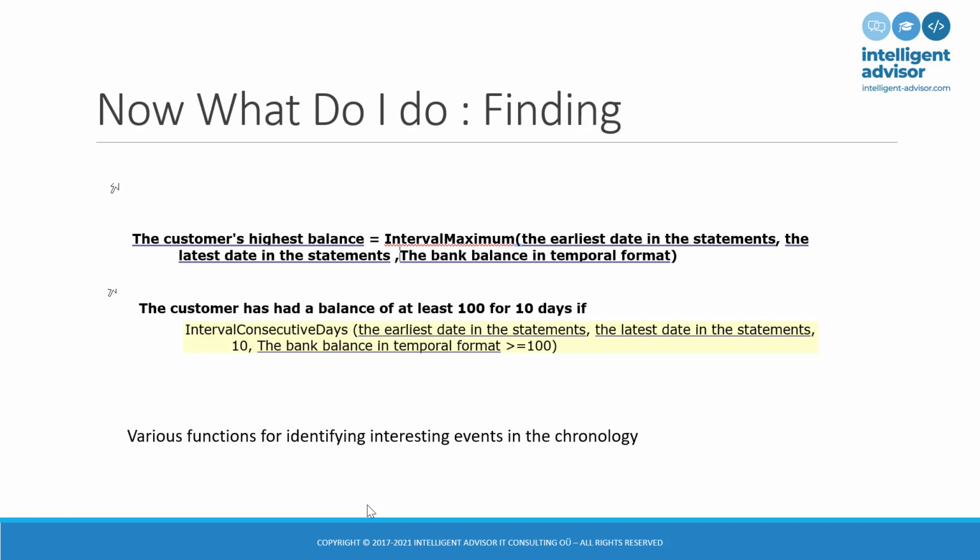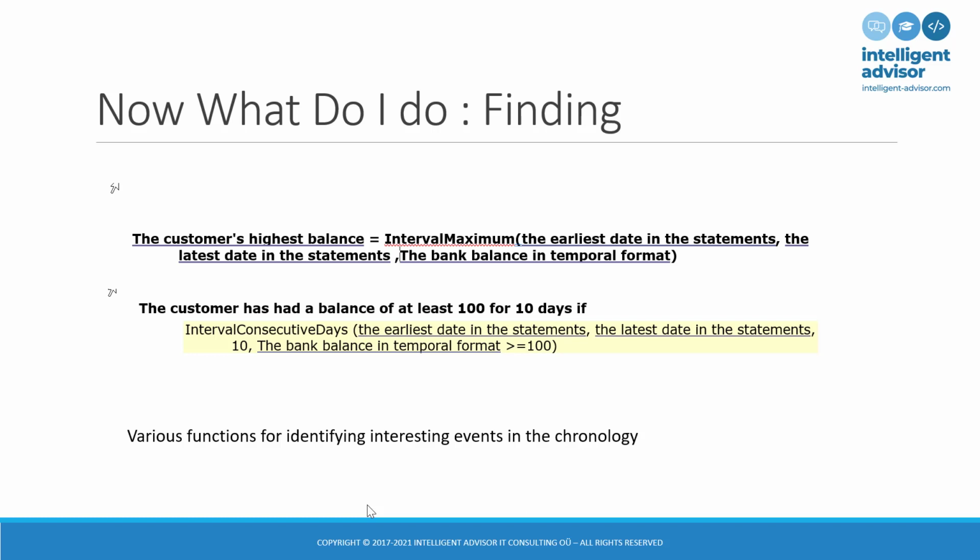Once you have your temporal attribute, there's a whole batch of functions. So I showed you when next and when last. We've talked about interval maximum, interval minimum. Now we're looking at interval consecutive days. We're also looking at interval count in the previous slide.